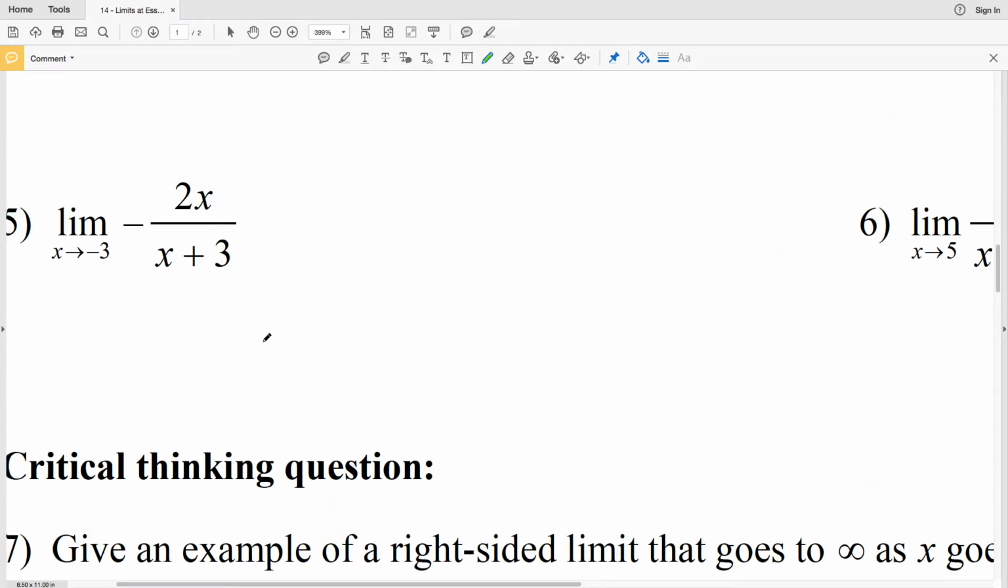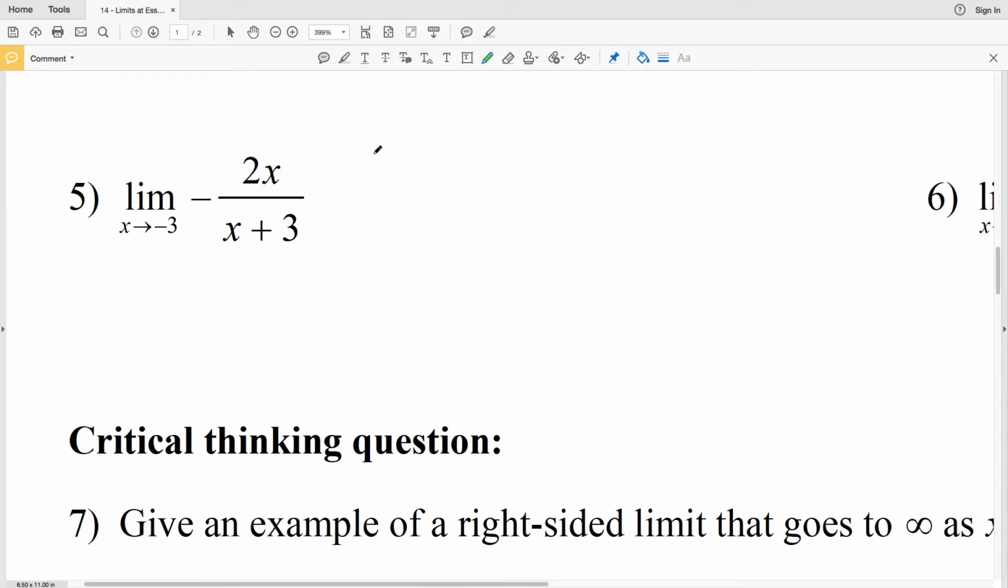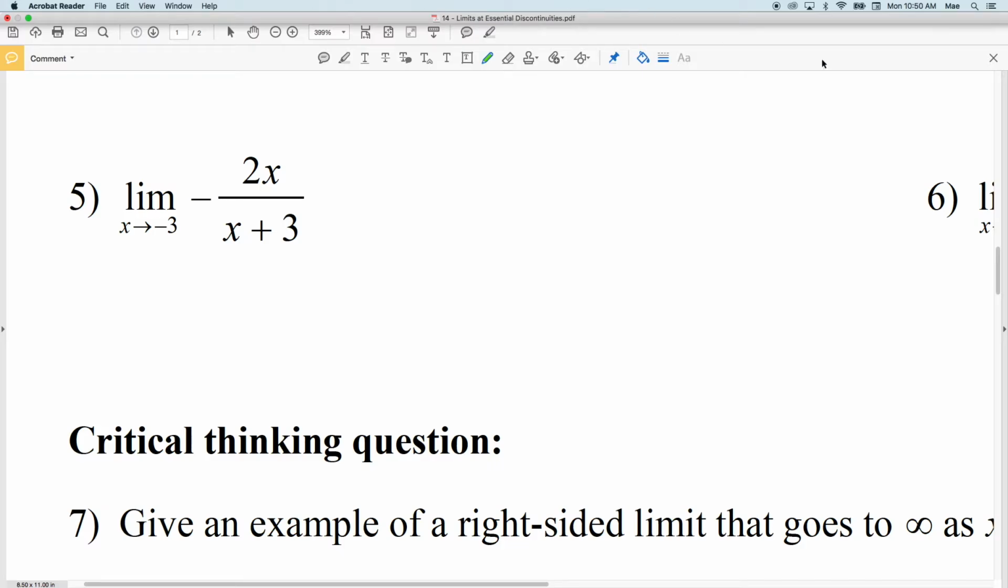In number 5, we have the limit of negative 2x over x plus 3 as x approaches negative 3. And there's 2 different ways we can go about this. First, we can plug in points in a t-table, having values that approach negative 3 from the left and values that approach negative 3 from the right, and see if those are equal. Or we can graph and look at the graph. Let's go ahead and graph so we can see this visually.